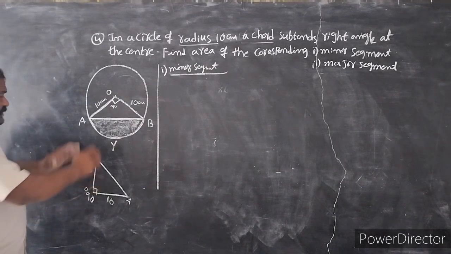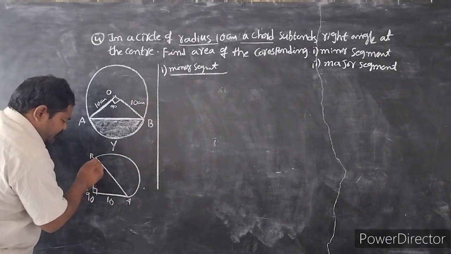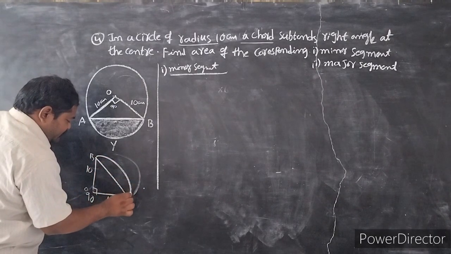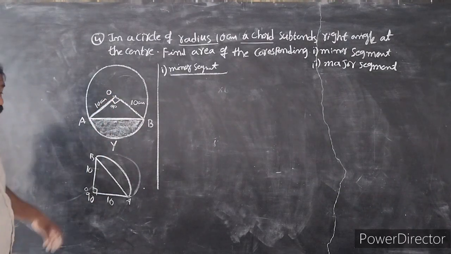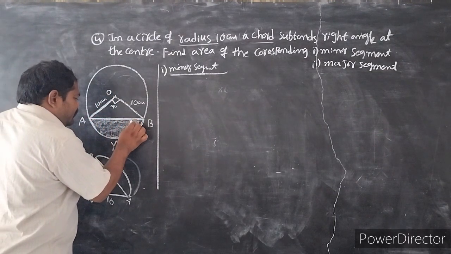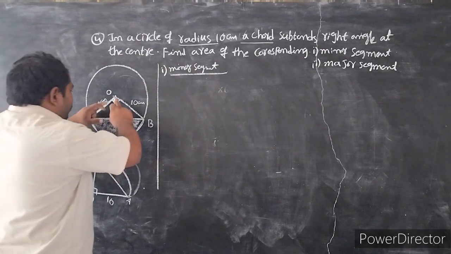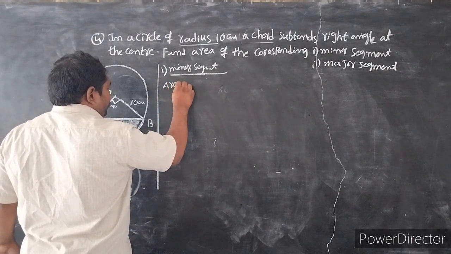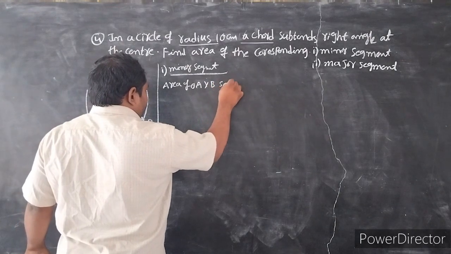In this sector we have a right angle triangle. This is nothing but initially a sector. In the sector we have a right angle triangle. We have to calculate the area of this one. First calculate the area of the OAYB sector.